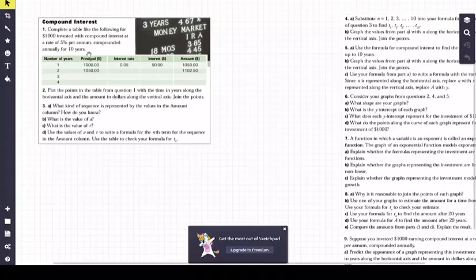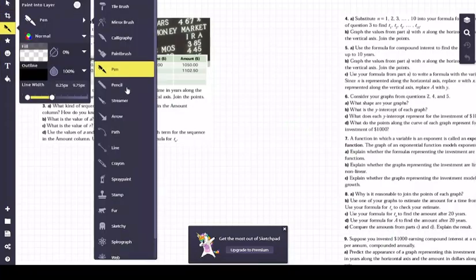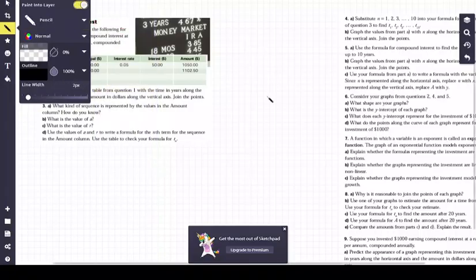Complete a table like the following for $1,000 invested with compound interest at a rate of 5% per annum, compounding annually for 10 years. So you could do that here. I'm actually going to do that on Desmos, and I will share my screen when I do it. Sure, why not? Okay. Oh, didn't work. Didn't register. Okay, that's fine. Just do it here.